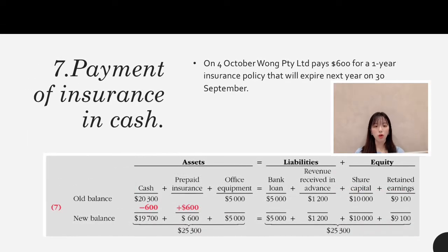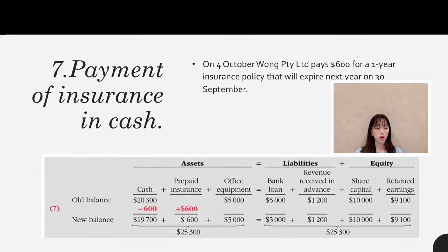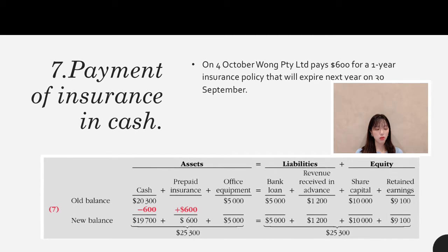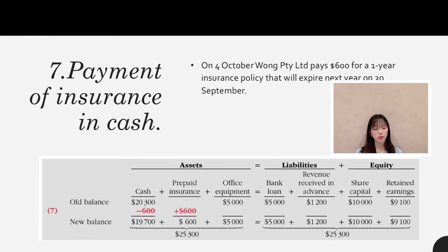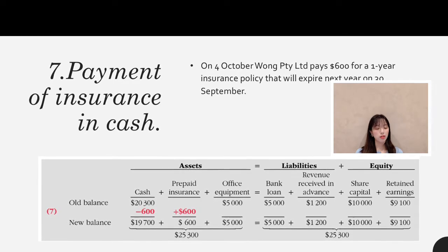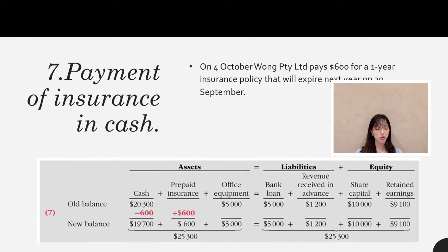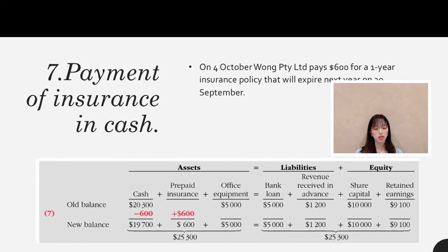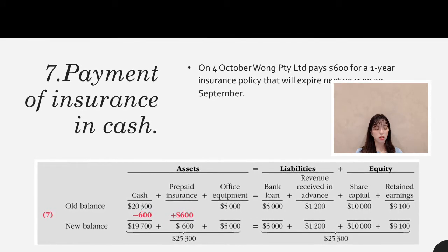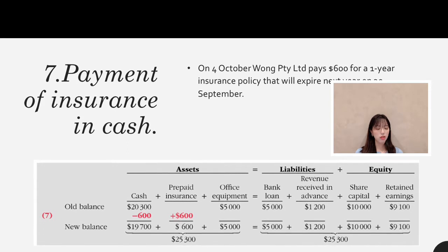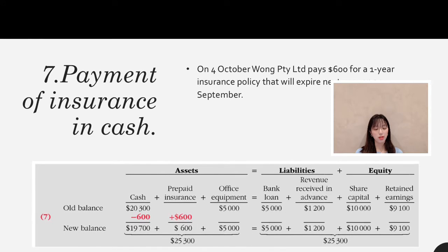Number 7. Payment of insurance in cash. On 4 October, One Limited paid 600 for a 1-year insurance policy that will expire next year on 30 September. In this transaction, one asset is exchanged for another. The asset cash decreased by 600. The asset prepaid insurance increased by 600.